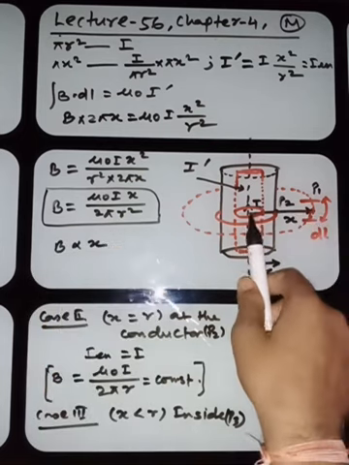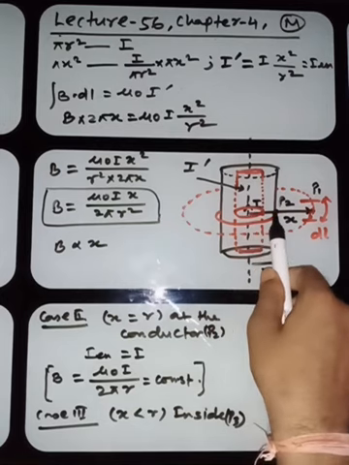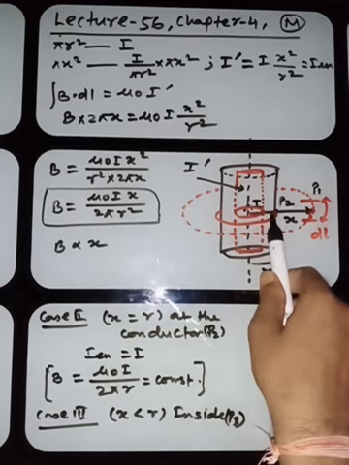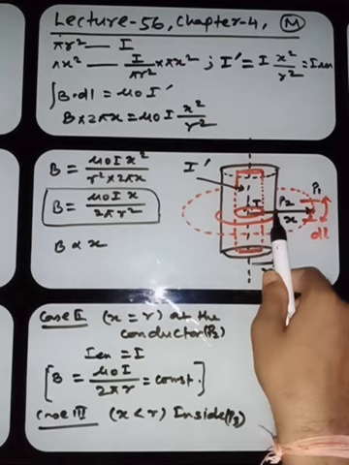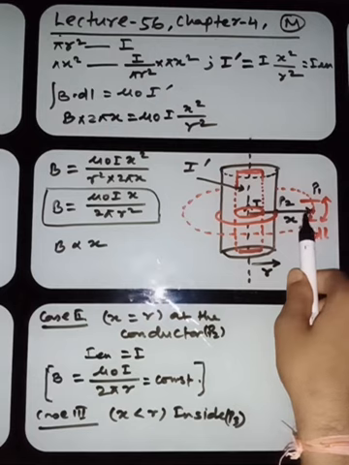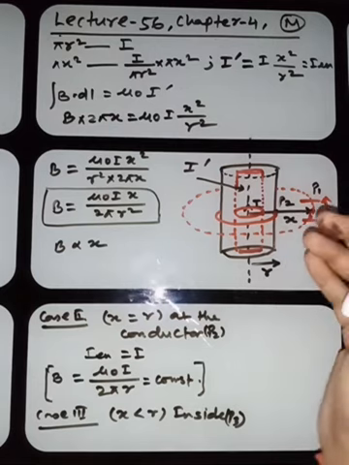All right, as you go away from the center, x will increase. As x is increasing, the magnetic field is increasing, and here the magnetic field will be maximum. As you go out, the magnetic field will decrease. Remember, now you need to draw the graph.